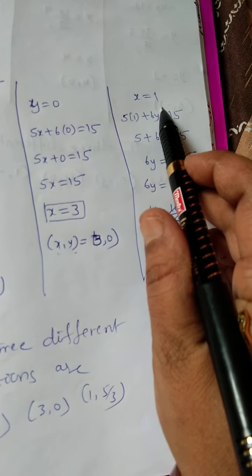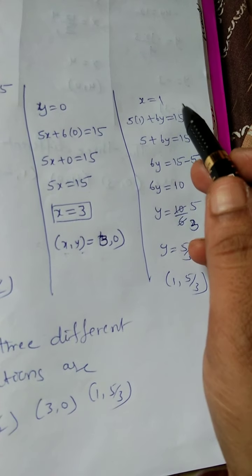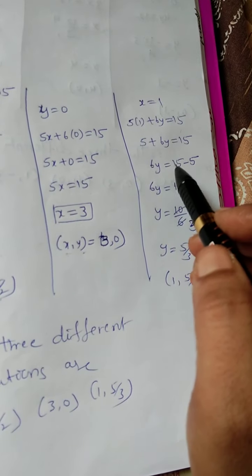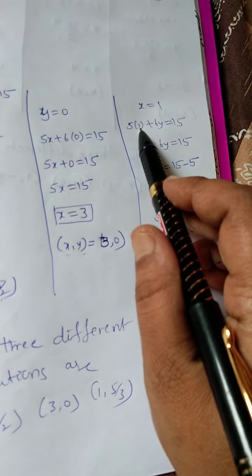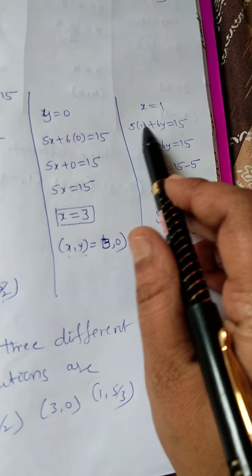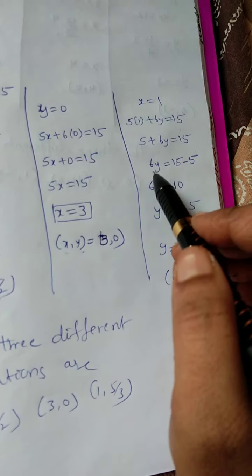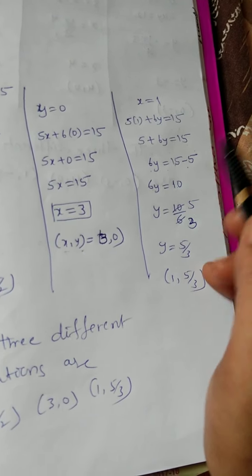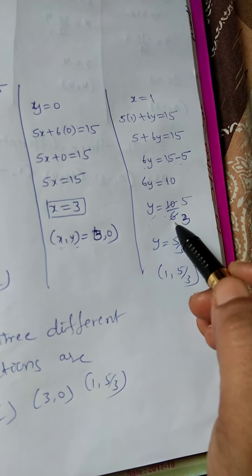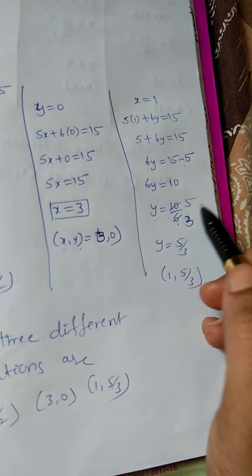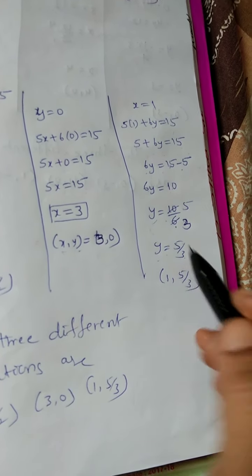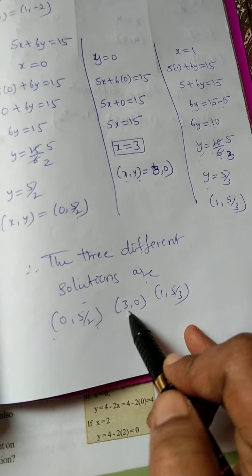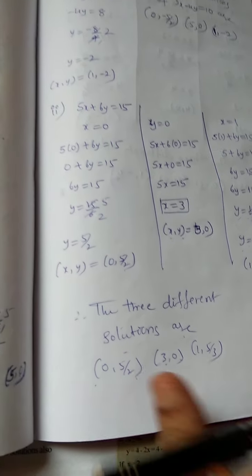Now we can take x is equal to 1. Not only 1, you can take x is equal to 2 or x is equal to 3. That is your wish. Anyway, we should get the solution. So I took x is equal to 1 here and substituted: 5 into 1 is 5, plus 6y is equal to 15. 6y is equal to 15 minus 5. 6y is equal to 10. 15 minus 5 is 10. Y is equal to 10 by 6, which simplifies to y is equal to 5 by 3. So 1 comma 5 by 3. Therefore the three different solutions are 0 comma 5 by 2, 3 comma 0, 1 comma 5 by 3.